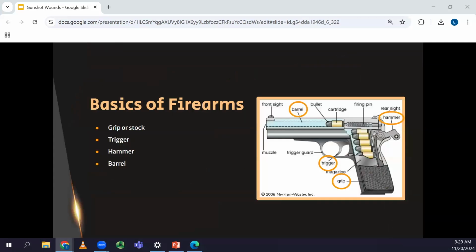So just the basics of firearms, we have four basic structures, which is the grip, the trigger, the hammer, and the barrel. So when the trigger is pulled, the hammer strikes the firing pin, which is right against the base of the cartridge, and then that ignites the primer, and the primer then ignites the gunpowder in the cartridge case, and then the bullet propels down the barrel and exits through the muzzle.